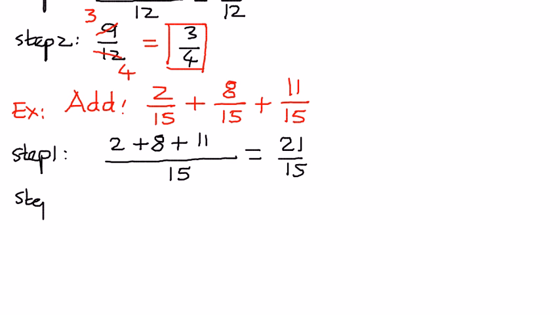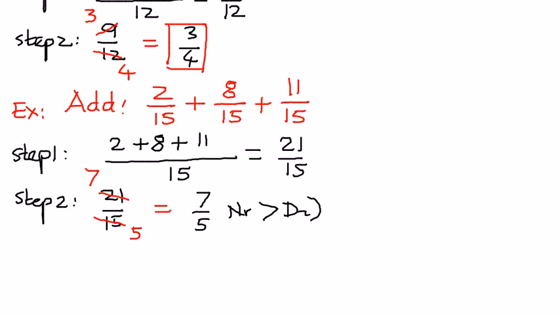Step number 2. We have 21 over 15. 21 and 15 are multiples of 3. The common number between 15 and 21 is 3. So 3 times 5 is 15. 3 times 7 is 21. So therefore, we can write this one as 7 over 5, like that. 7 over 5, when the numerator value is greater than the denominator value, is an improper fraction.